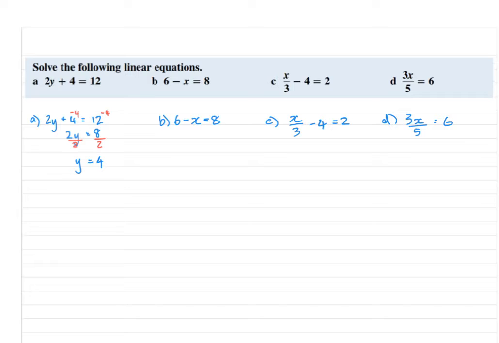6 take away x is equal to 8. The easiest thing in this case is probably to look at the subtract x and add x onto both sides. In this case, we now have 6 is equal to 8 plus x. We're doing this equation in 2 steps, so now I'm going to subtract 8 from both sides, and I will get x is equal to minus 2.